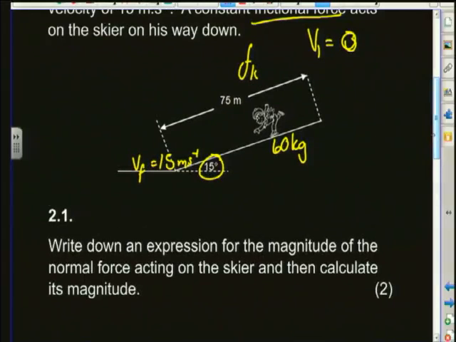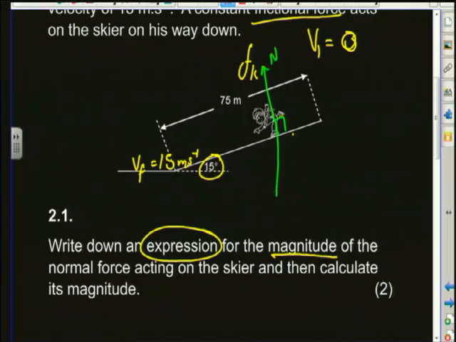Write down an expression, that means an equation, for the magnitude, size, of the normal force acting on the skier and then calculate its magnitude. So they're saying to you, work out what the normal force is. So, here life gets very interesting. We've got to remember that the normal force acts up on the boy. I'm going to take out the 60 kilograms to make it a bit easier in a second. Remember, normal force acts up, and the normal force is always perpendicular to your slope.